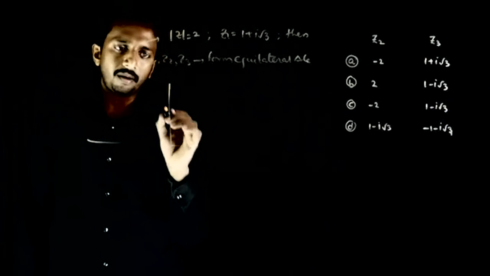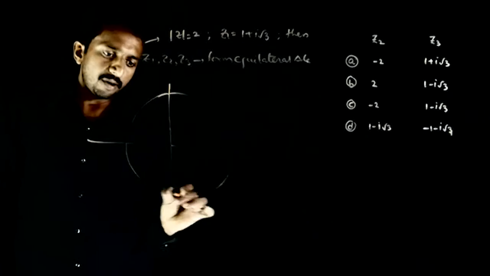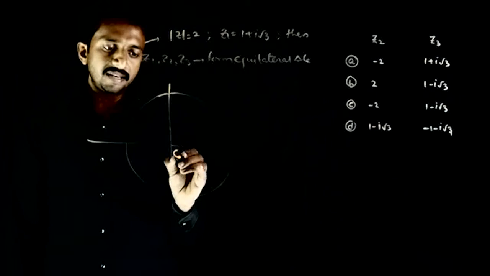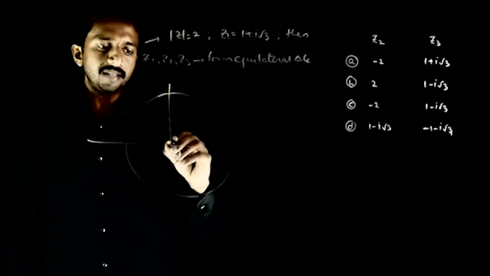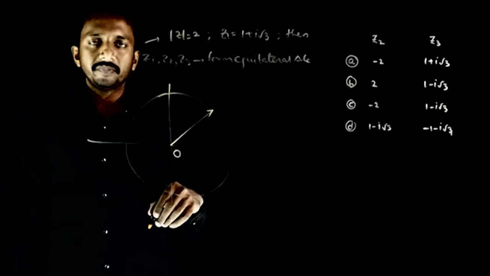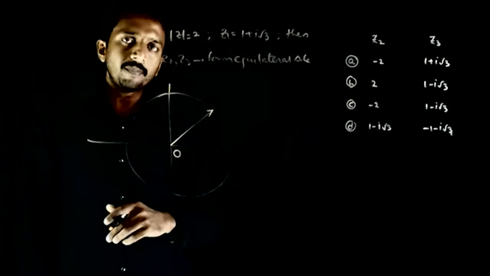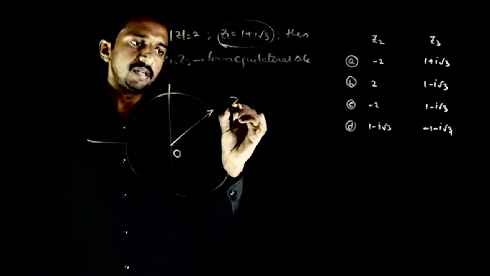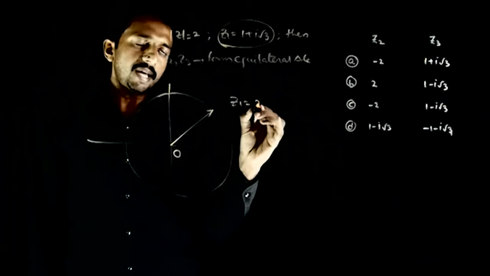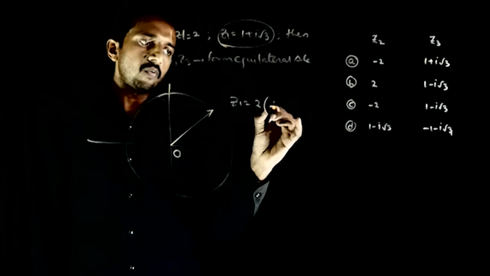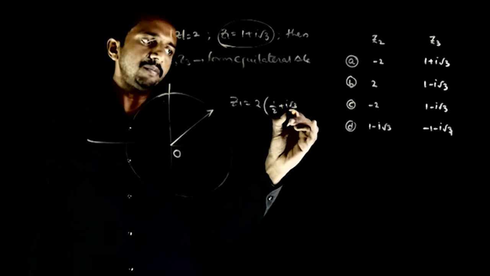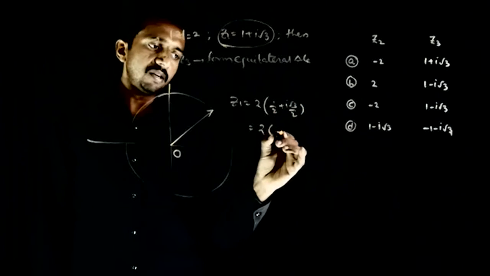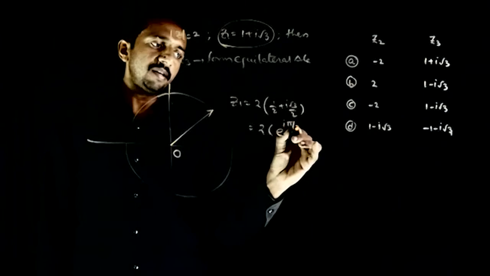So again, it's a very basic question. If you draw the Argand diagram, mod Z is equal to 2 represents a circle with center at origin and radius equal to 2. Okay. And Z1 is 1 plus I root 3. So if I take the Euler form of this, Z1 is nothing but 2 times (1 by 2 plus I root 3 by 2), that is equal to 2 times (cos 60 plus I sin 60) or 2 e power I pi by 3.